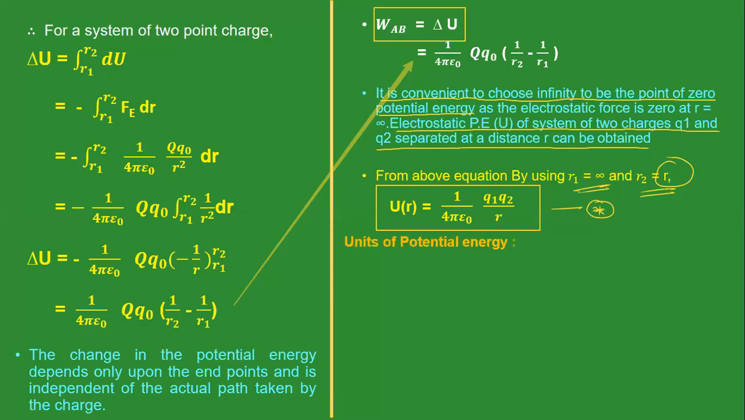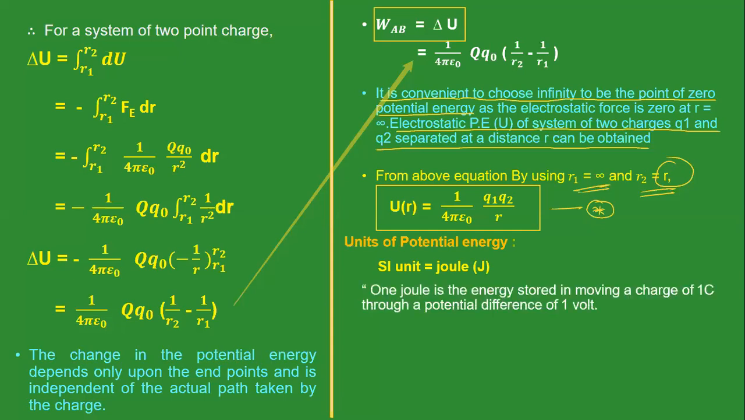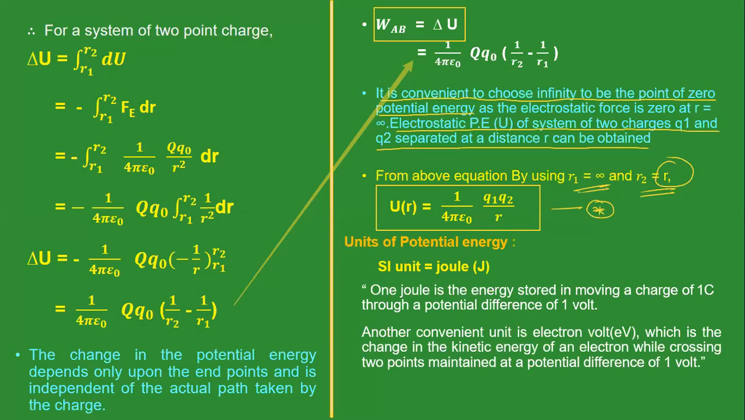Now, the unit of potential energy. You know that energy has the unit joule, so obviously this electrostatic potential energy is also measured in joule. You remember one thing here, 1 joule means how much? 1 joule is the energy stored in moving a charge of 1 coulomb through a potential difference of 1 volt.